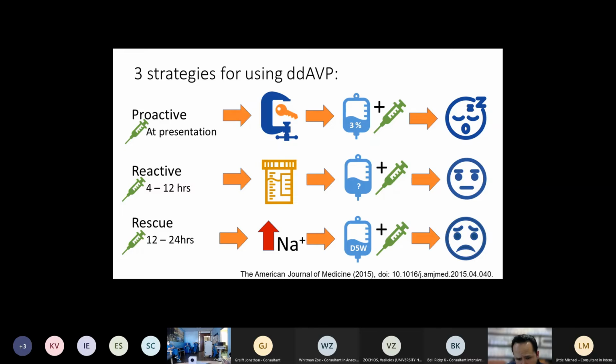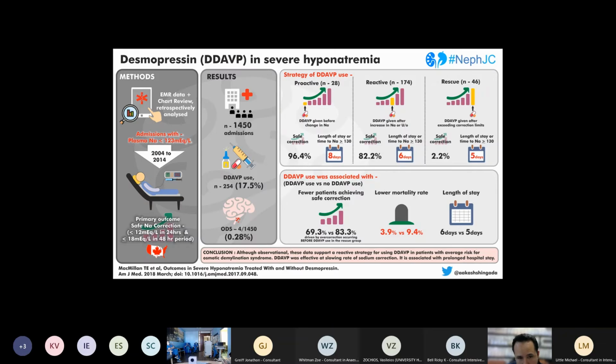So if we consider that DDAVP can be used safely, we would want to know if there is evidence that it works. And well, there is. This is a retrospective cohort in Canada, in which they assessed nearly 1,500 patients. These patients got DDAVP in nearly 20% of cases. What they saw is that the patients who had DDAVP had a lower mortality rate, although they had to stay a bit longer in the hospital. But interestingly, they didn't overcorrect as many patients as happened with the standard therapy.